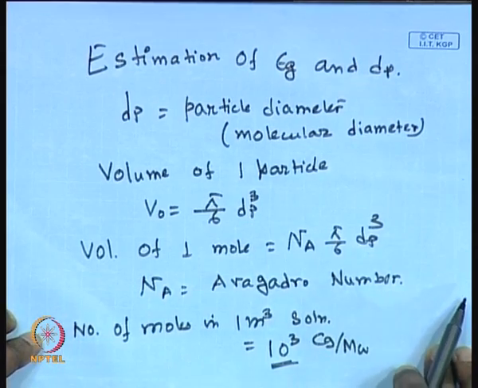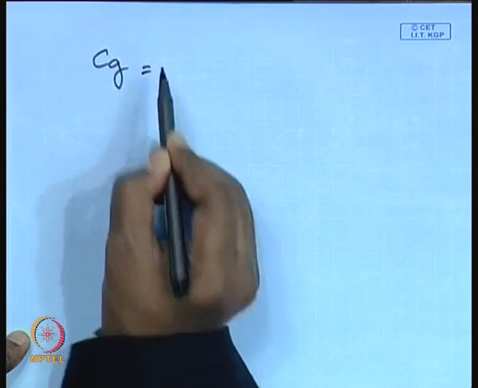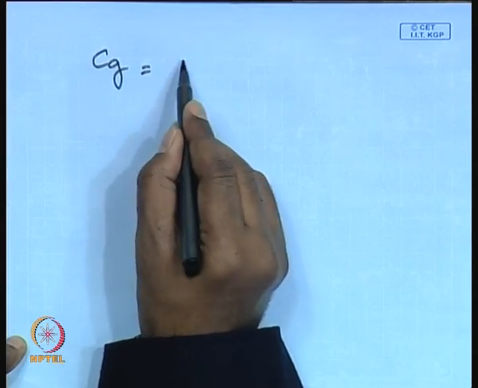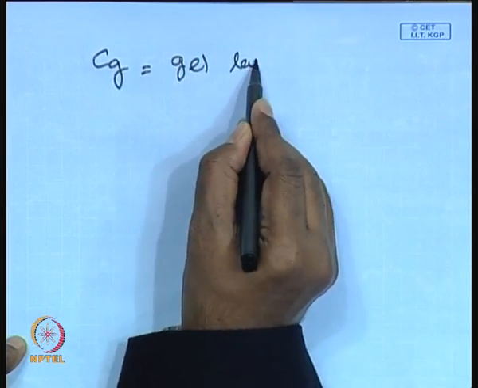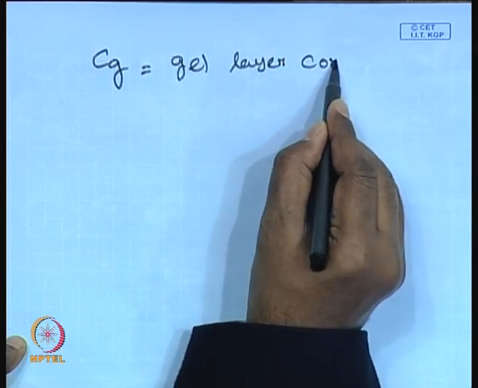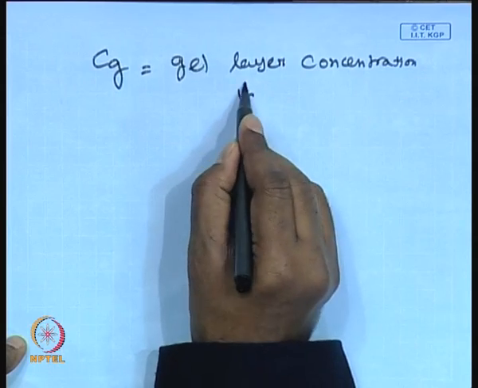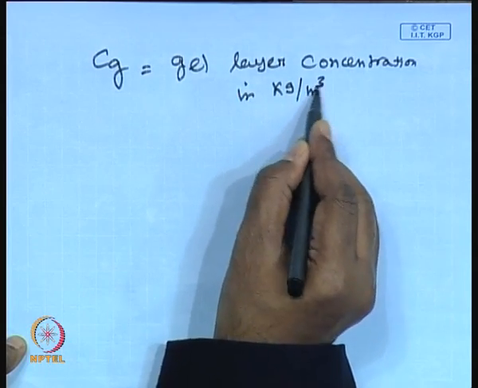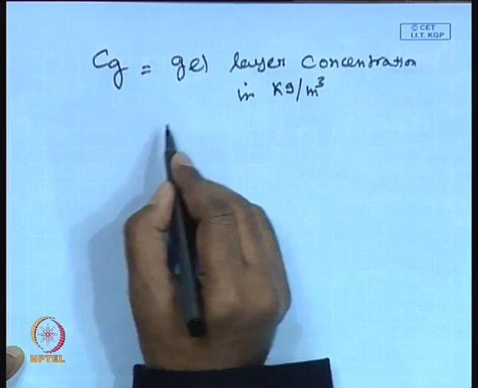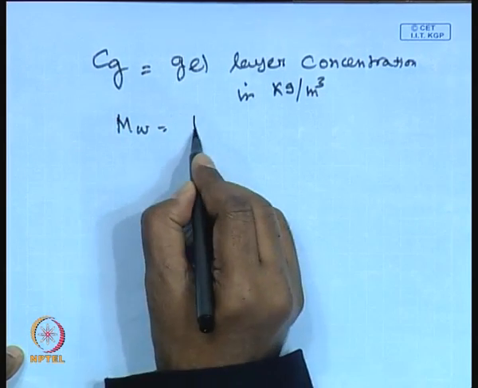Okay. So, we write these quantities. Cg is nothing but the gel layer concentration in kg per meter cube. That is important. That is why this factor 10 cube is coming. Mw is the molecular weight.